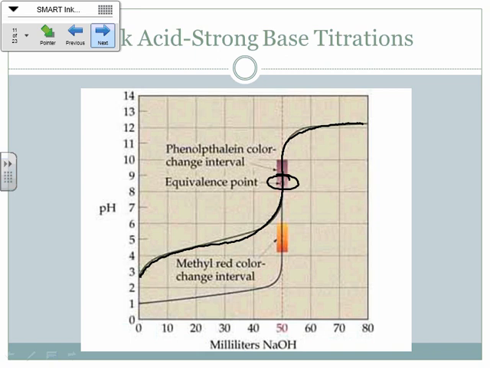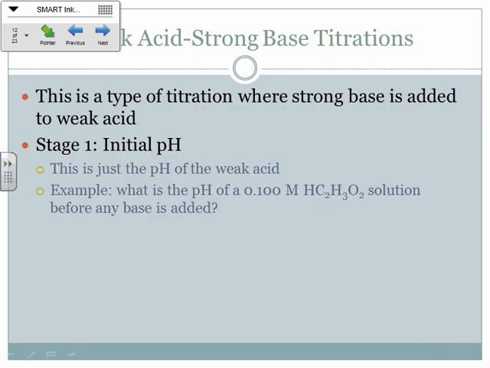We'll talk about that. Okay, so again, we have the same 4 stages happening in this titration. But to find the initial pH, you find the pH of the weak acid. And I'm going to fly through this because you guys have been doing this for the last 2 units at this point. So if I want to know the pH of a 0.1 molar acetic acid solution, what do I do?